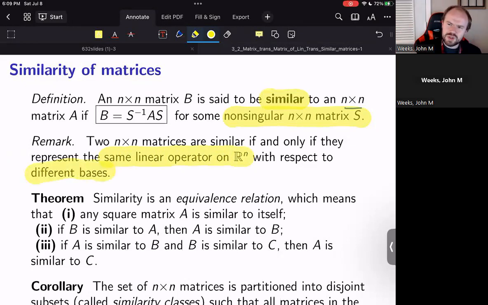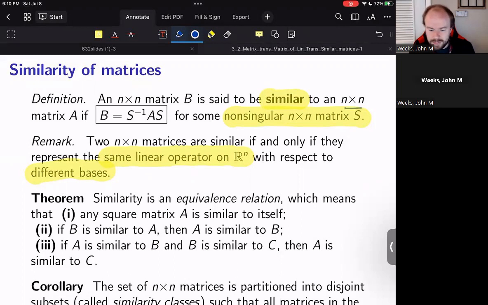Remember how equivalence relations work? You need three things for an equivalence relation. First things first, everything in your space has to be related to itself. Two, if A is related to B, then B is related to A. And then finally, the transitivity relation. If A is related to B and B is related to C, then A is related to C. So we are saying essentially that similar matrices have an equivalence relation going on.